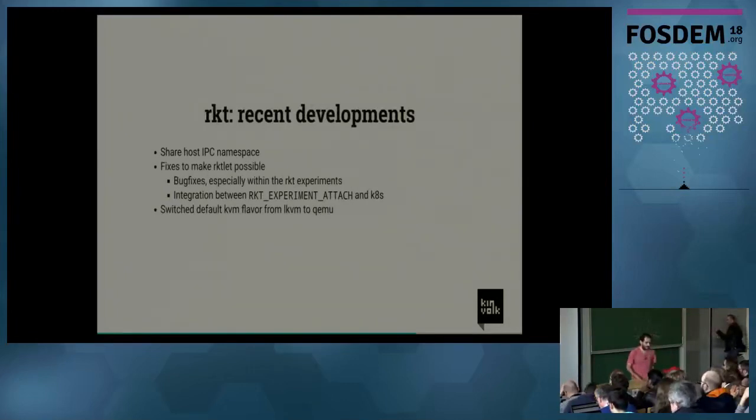Yeah, so this is a random collection of new things that happened in Rocket. We implemented sharing the IPC namespace because, as I said before, Rocket uses nspawn, and nspawn doesn't have a concept of only sharing this namespace or only that namespace. It does all the namespaces, well, except the net namespace if you opt out.